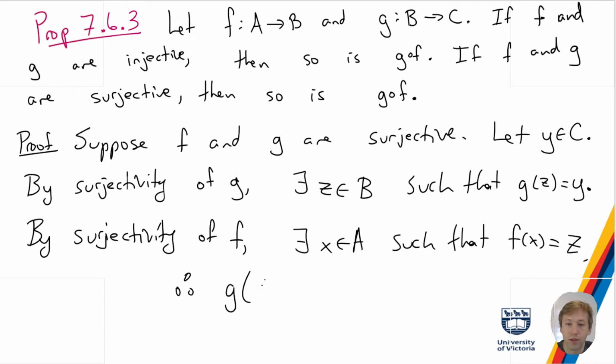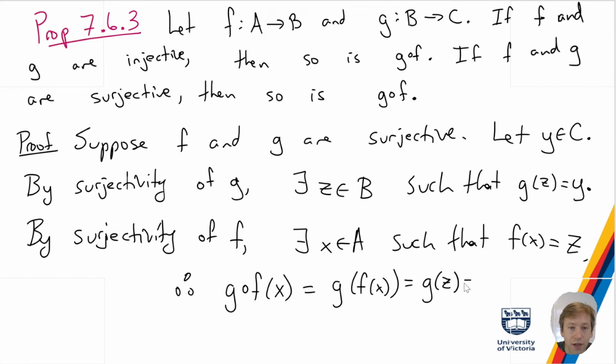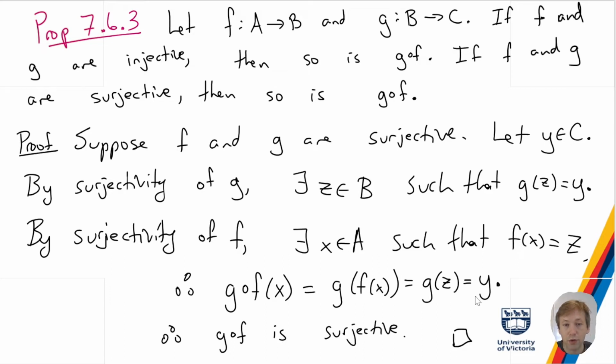So therefore, maybe I'll write this in the composition notation. If I take the composition of f and g applied to x, that's going to be g of f of x. f of x is z, so this is g of z, and that's equal to y. So therefore, the composition is surjective, because what we've shown is that the range of the composition is equal to the entire set C, where C is the codomain of the composition, because it's the codomain of g.